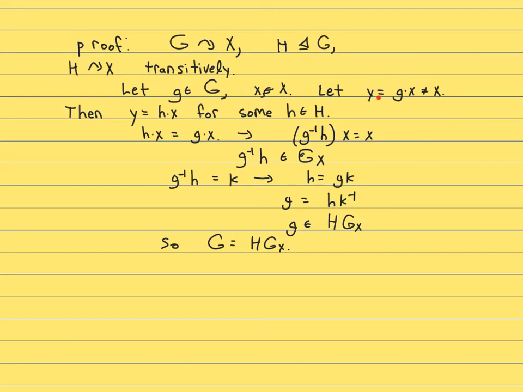What happens in that weird case when g dot x is equal to x already? Well, then g is already in the stabilizer to begin with. So then you could just write g is the identity times g, and we're fine. So we're good to go on that part of the Frattini argument.